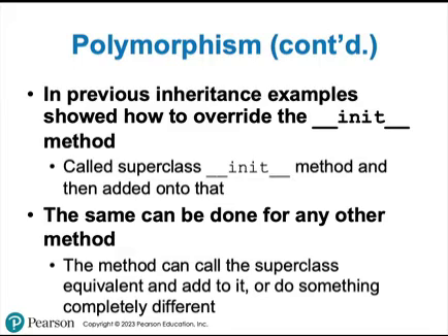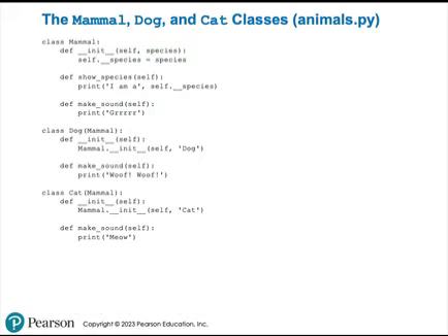So in the previous examples we showed how to override the init function, possibly calling the superclass's init function. We can actually do the same thing for any other method. It doesn't have to just be the init method. It's just that the init method is very common and almost always called.